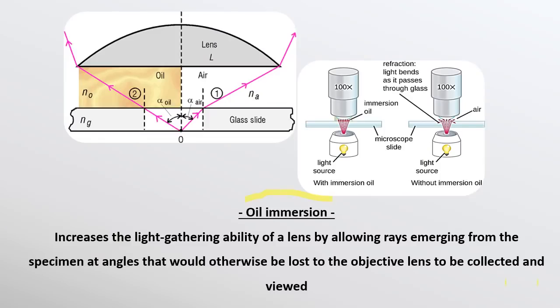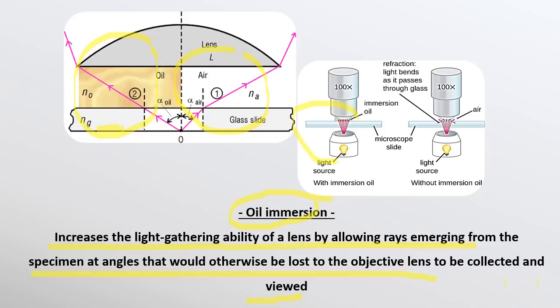So one might ask why I need to use oil immersion. Oil immersion increases the light gathering ability of a lens by allowing rays emerging from the specimen at angles that would otherwise be lost to the objective lens to be collected and viewed. So let's look at this image. This side is the one with oil and this one without oil. By placing a substance such as immersion oil, with a refractive index equal to that of the glass slide, in the space otherwise filled with air, more light is directed through the objective and a clear image will be observed.